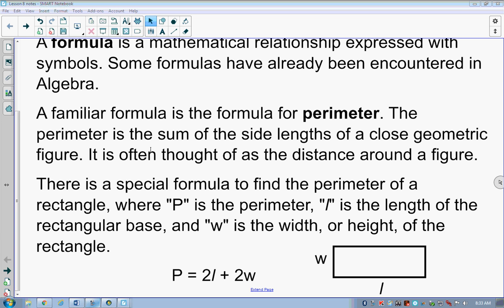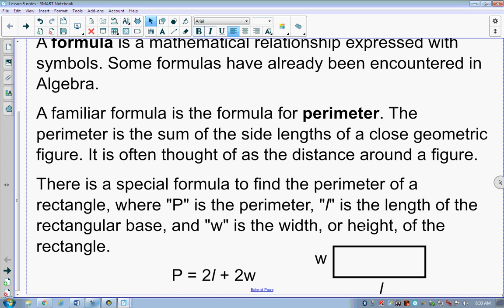So in easiest terms, when we talk about quadrilaterals, here we have a special formula to find the perimeter of a rectangle, where P is the perimeter and L, which I put in italics so you can tell it's not an I, is the length of the rectangle, and W is the width or height of the rectangle. So perimeter is 2 times the length, because I have 2 of the same length, plus 2 times the width. That's how we would find the perimeter.